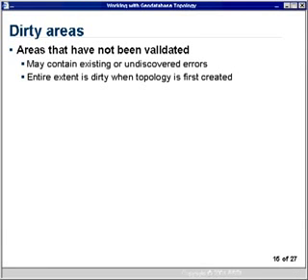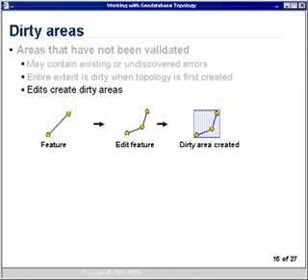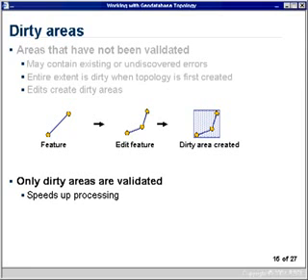So let's take a look at dirty areas, areas that have not been validated. They may contain existing or undiscovered errors. The entire extent is dirty when the topology is first created. Another way you can get dirty areas is if you do edits to your features. So let's say you have a feature and you go ahead and edit that feature, and a dirty area is created. The reason dirty areas are created is that only dirty areas are validated during validation.